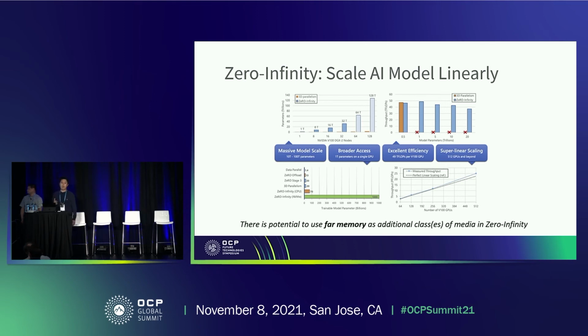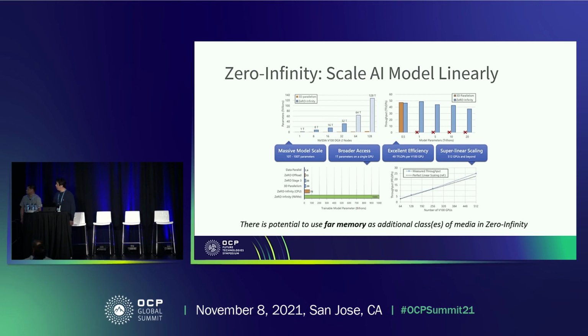This one is already published in the Microsoft blog, and the source code is also available via GitHub. The key message I want to deliver from this one is, compared to the traditional 3D parallelism, as the number of parameters inside the AI model keeps increasing, this particular Zero Infinity is able to catch up based on the scalability.